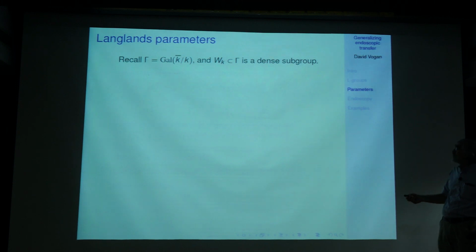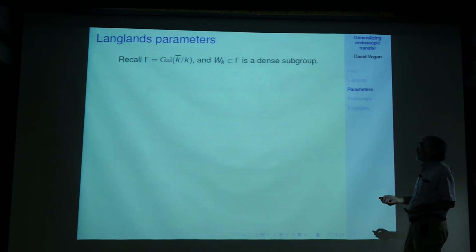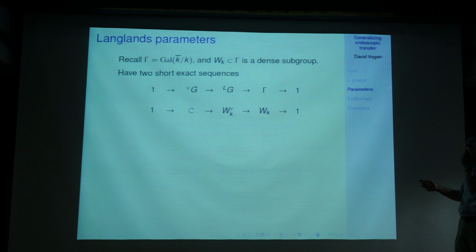So, what's a Langlands parameter? We've got these two short exact sequences. The L group has this complex dual group sitting inside the L group, and it's actually a semi-direct product, with quotient gamma. The Weil-Deligne group has a normal subgroup C, and the quotient is the Weil group.